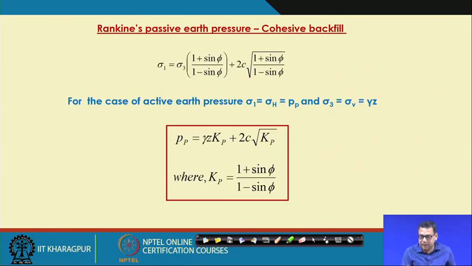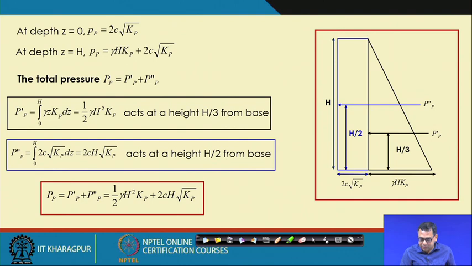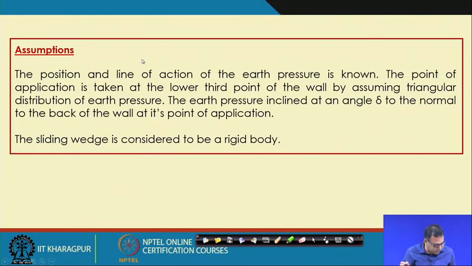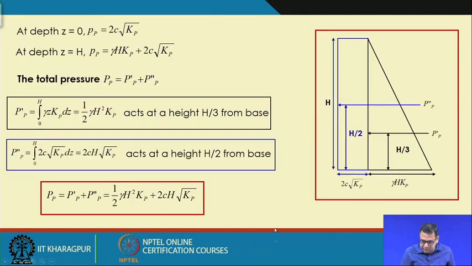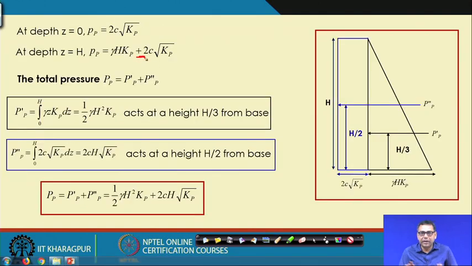Now, the passive earth pressure case I have already discussed, but in the earth pressure distribution here, no negative pressure will develop, because the value is gamma H K_P plus c. So, no negative pressure will develop. First, gamma into H into K_P is the triangle, and the rectangle is for the 2c root K_P, and the triangle is for gamma H K_P. So, this is the earth pressure distribution.